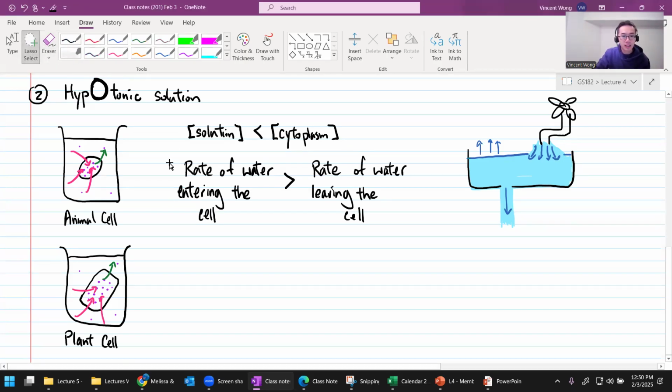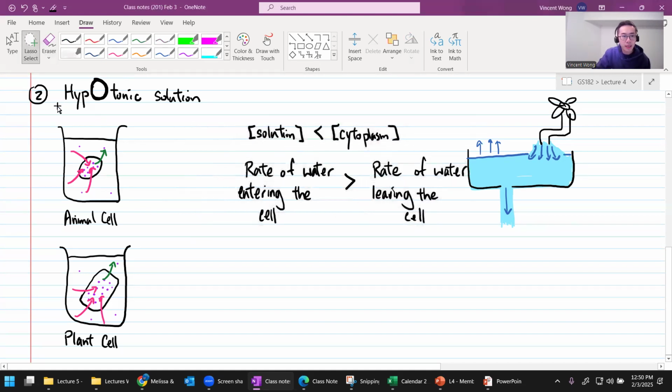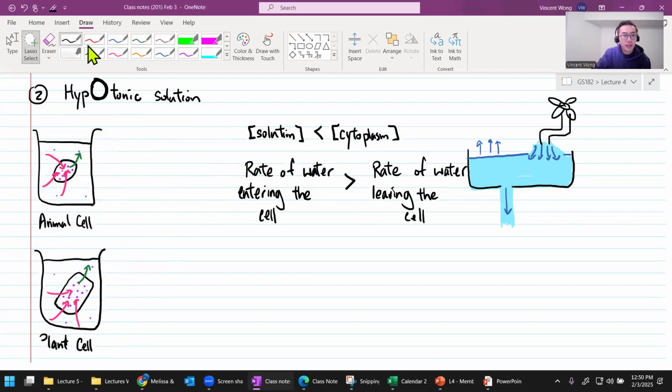And I keep on forgetting to leave some space. I'm so sorry. So what's going to be happening in this case is the net movement of water into the cell.